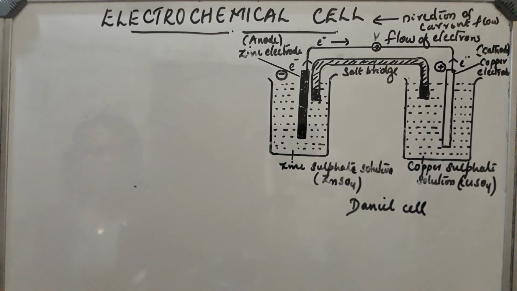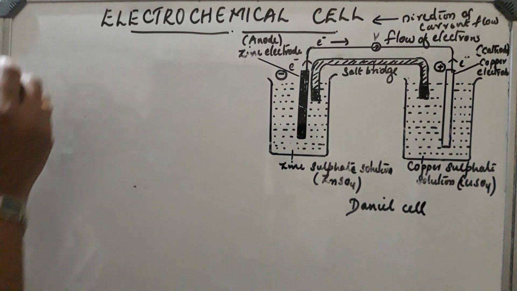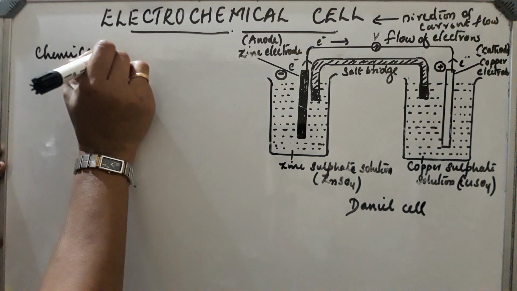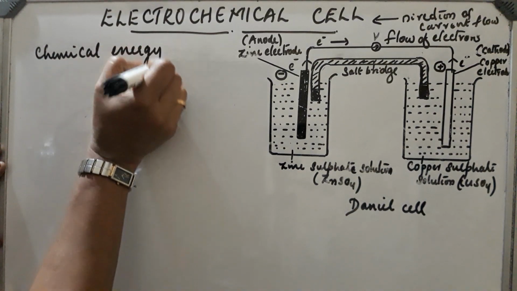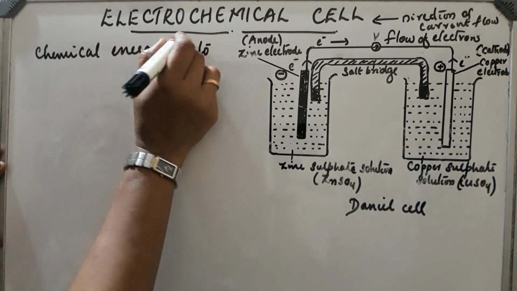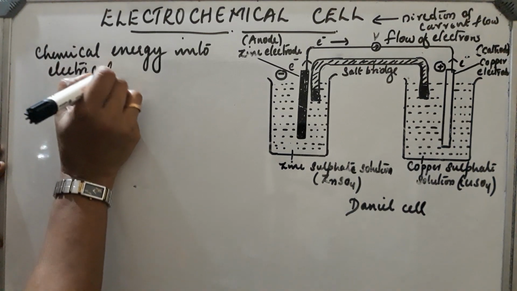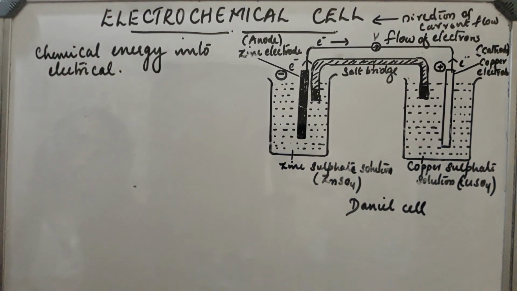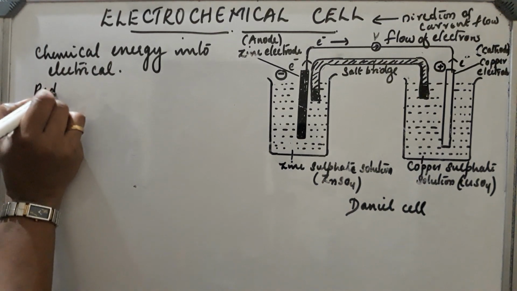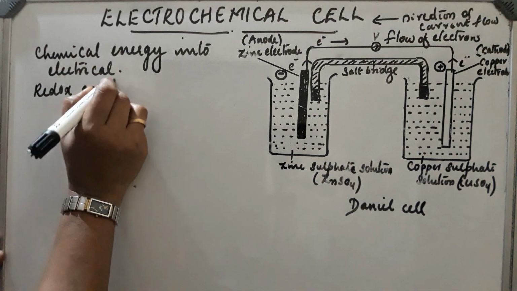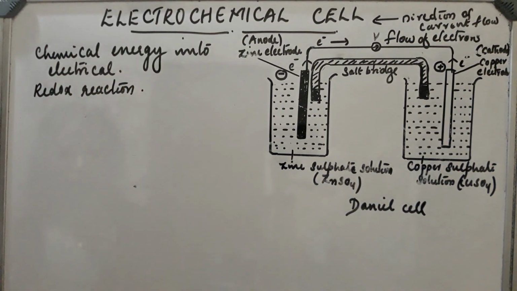What is an electrochemical cell? An electrochemical cell is a cell which converts chemical energy into electrical energy. Here, redox reaction is responsible for this production of electricity. Okay, so electricity is produced due to redox reaction.